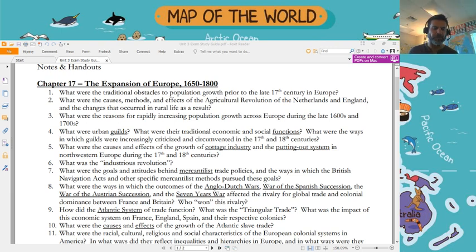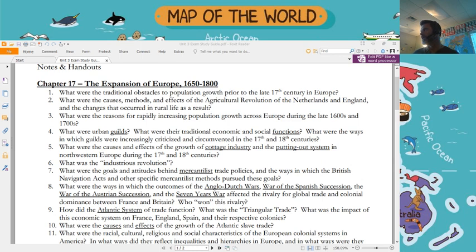So for expansion internally, like population growth and economic growth, number one, what were the traditional obstacles to population growth prior to the late 17th century in Europe? You have a situation where there just isn't really enough high-tech farming going on yet to produce a lot of food very efficiently.